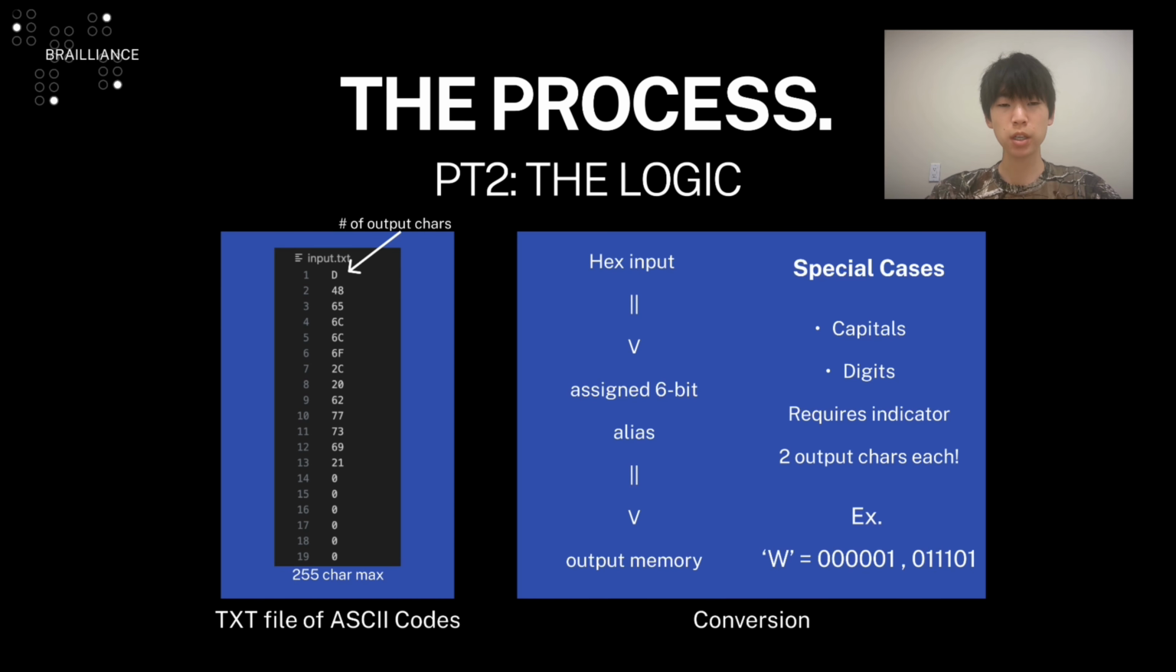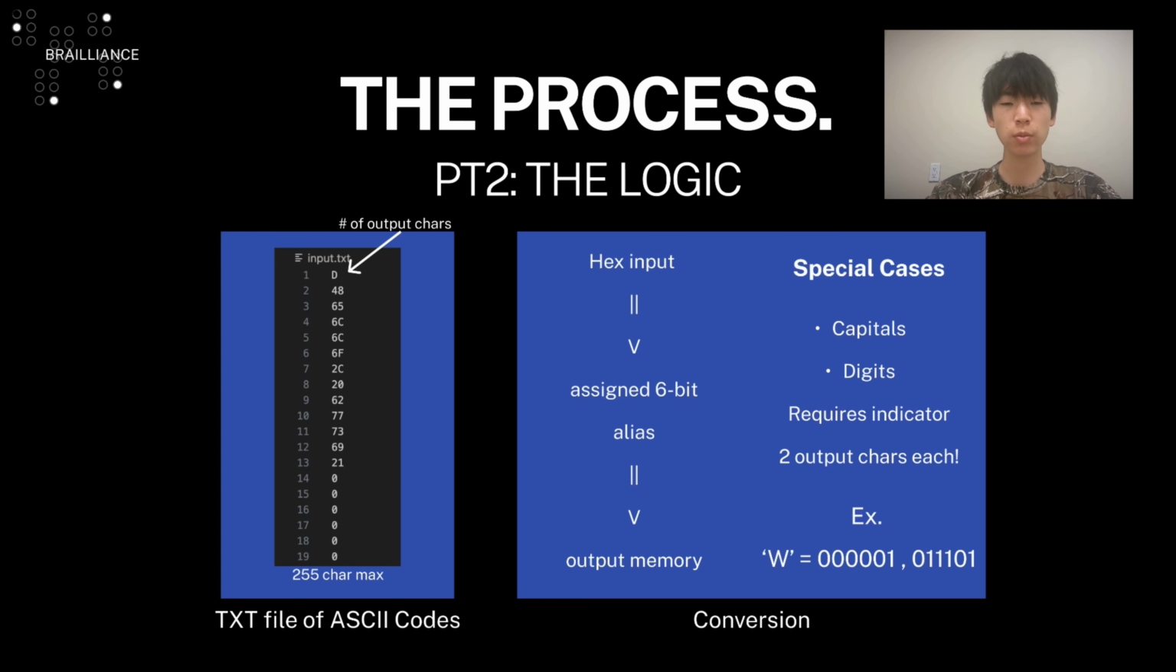As seen from John's website demo, a TXT file containing your string in ASCII will be generated. Taking a maximum of 255 characters, the unused lines are filled with zeros. From JavaScript functions within the site, the first value will always contain the total number of output characters, which becomes crucial when telling our ASIC when to stop translating.